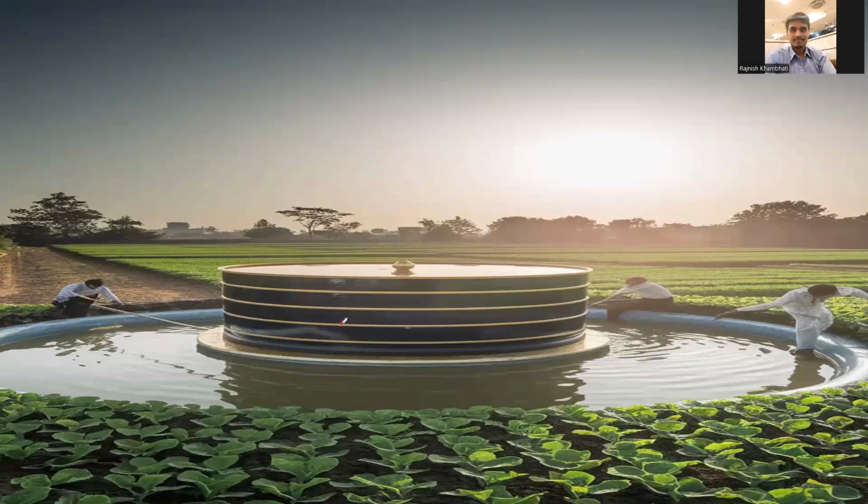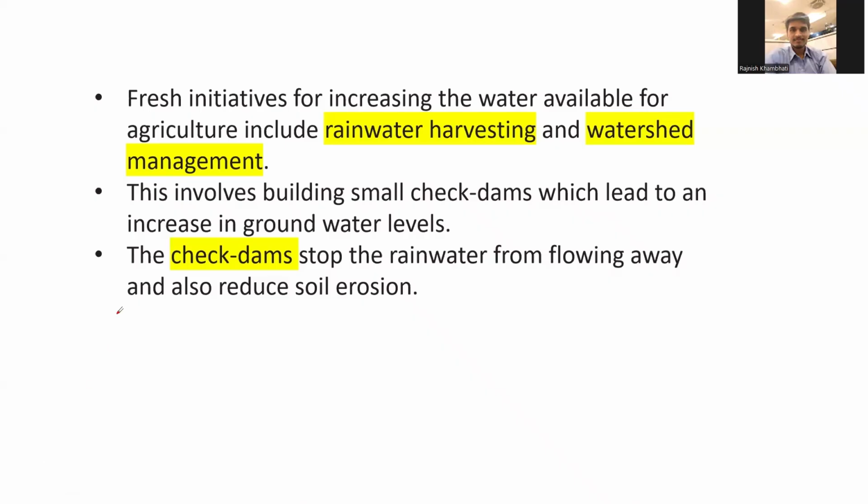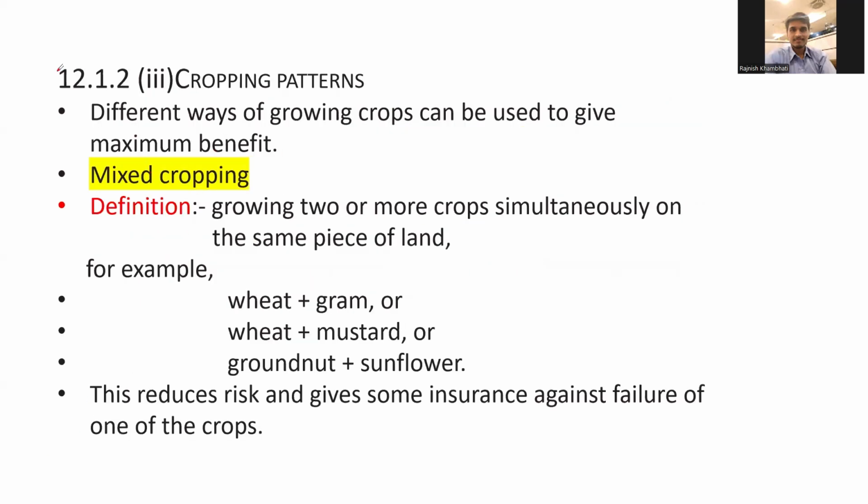This is a good example of a tank. Once you have a tank, you can fill it, and later on you can use the tank water for irrigation. A fresh initiative. Okay, this is already done. Next is 12.1.2.